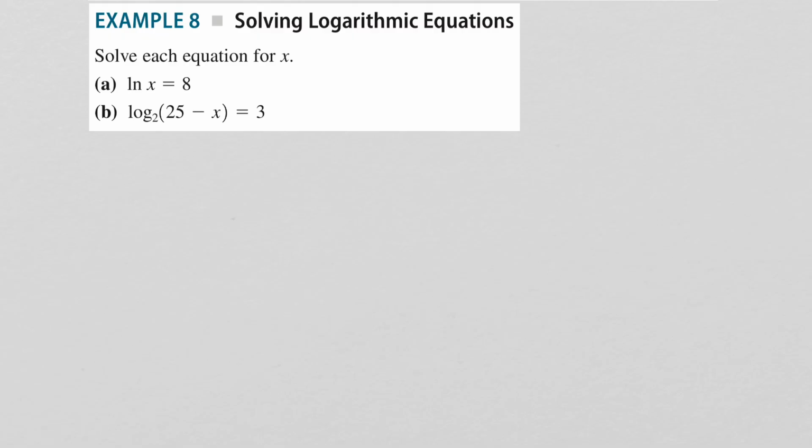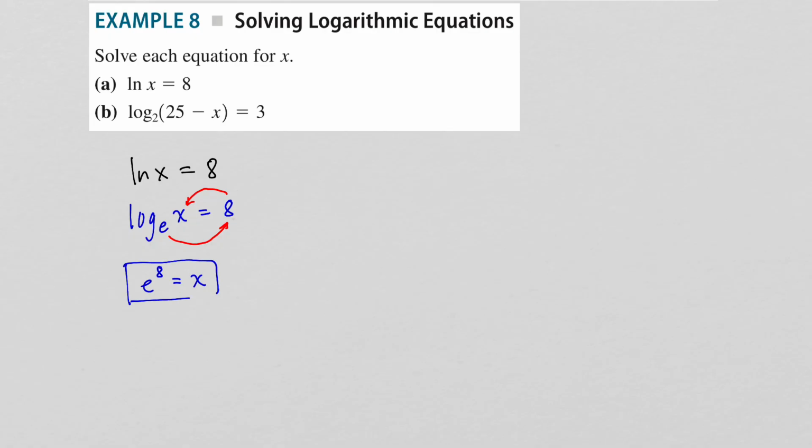So here in the first part, I want to solve natural log of x is equal to 8, and I want to solve for x here. What we're going to do here is just remember that natural log means a log base e. So I can rewrite this as log base e of x is equal to 8. And now we know from the definition of a logarithm, we can say e to the 8 power is equal to x, right? That's the definition of a logarithm. And what do you know? We've solved for x. x must be e to the 8.